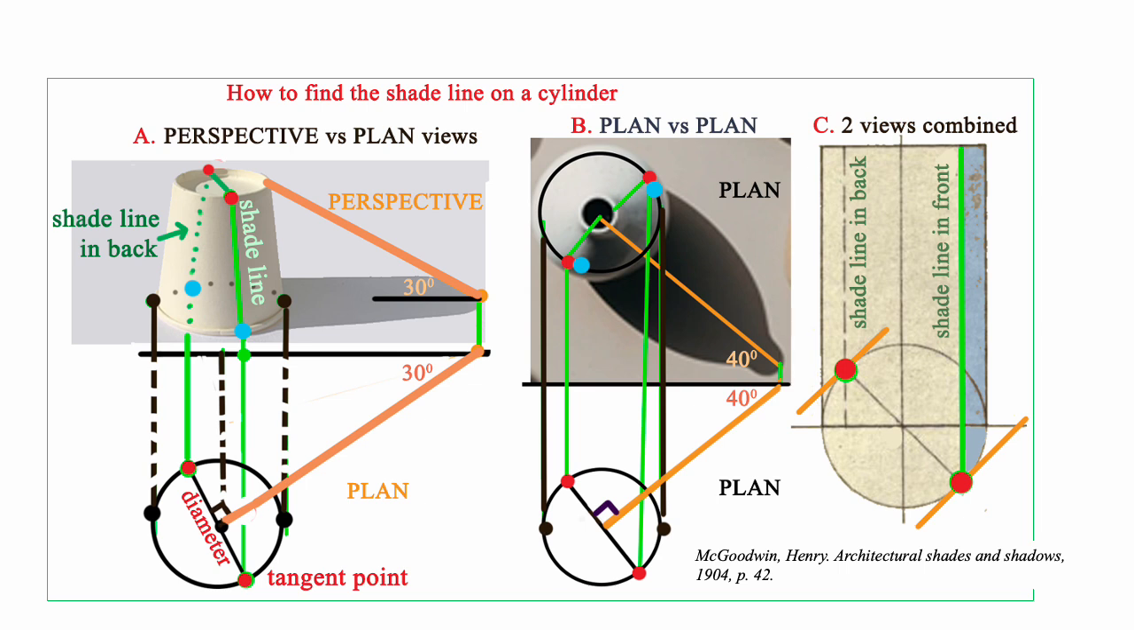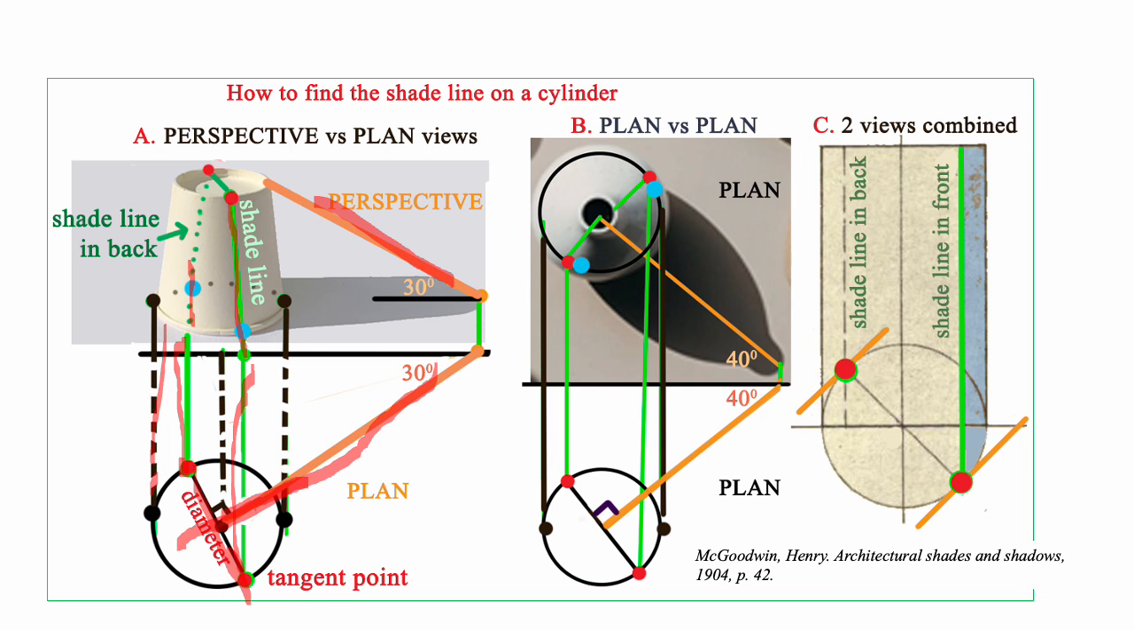To find the shade line on a cylinder, line it up with its circular base on plan, and then draw light rays that make the same angle with the horizontal, here about 30 degrees. Then draw a diameter that's perpendicular to the light. That's very important. And then find the ends of the diameter and follow these up. And this would be the shade line in back. And if you followed this one up, you would find the shade line in front of this cylinder.